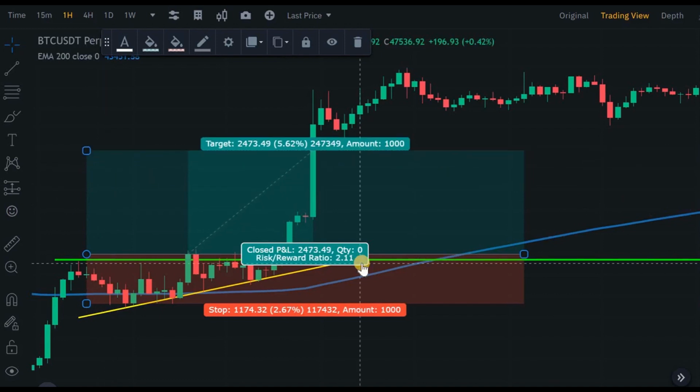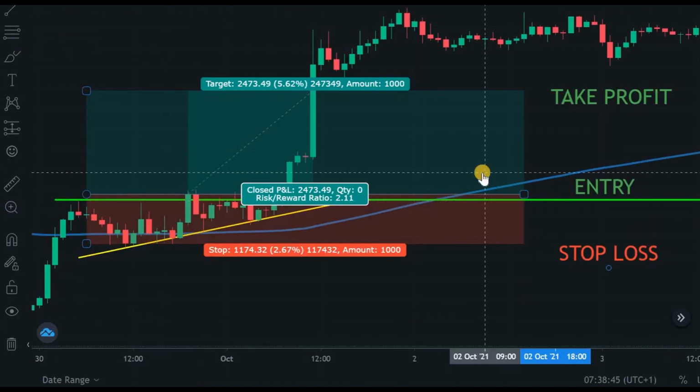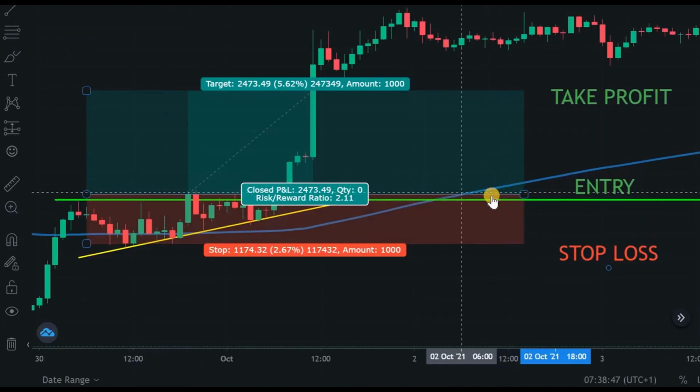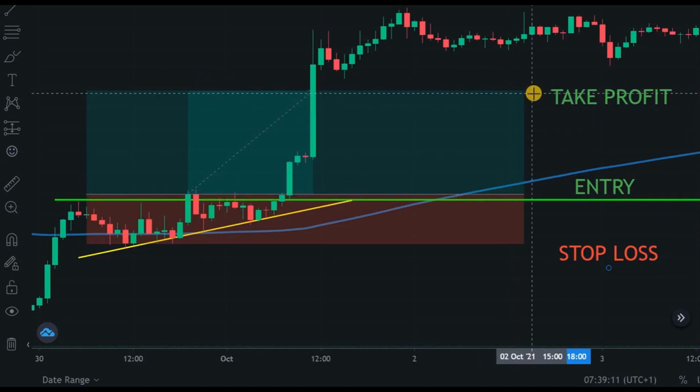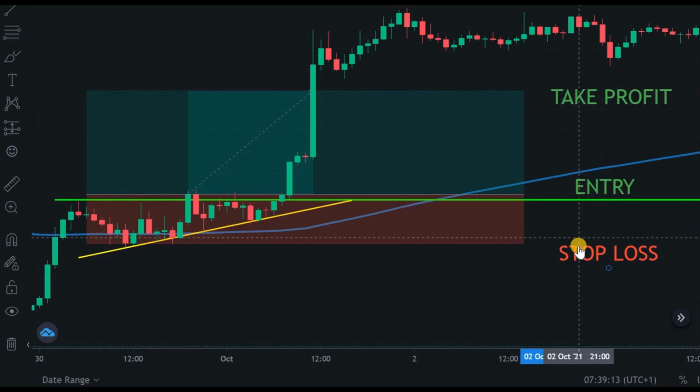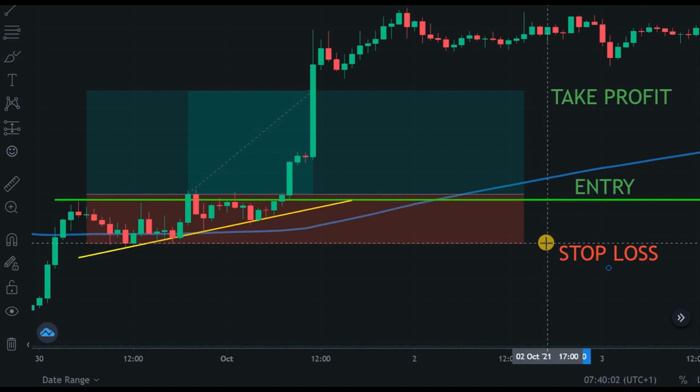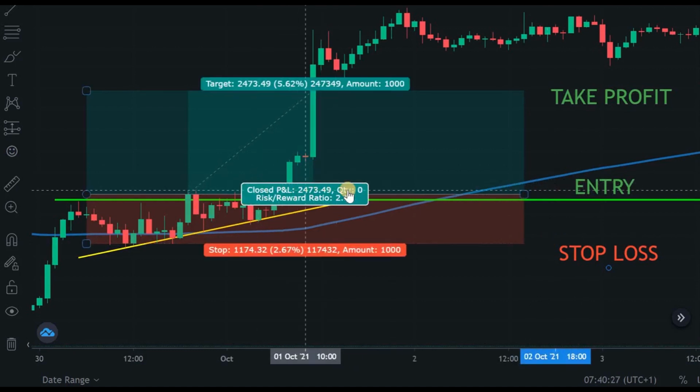How this would help you long term is that you are going to make more money in a winning trade and you are going to lose less money when the trade goes against you. You can see right here, if I was to enter this trade at around this level, I would get a chance to take my profit at a higher level, and if this trade goes against me, my stop loss would be at this level. So this is how you enter a long position using the 200 exponential moving average with a risk to reward ratio.